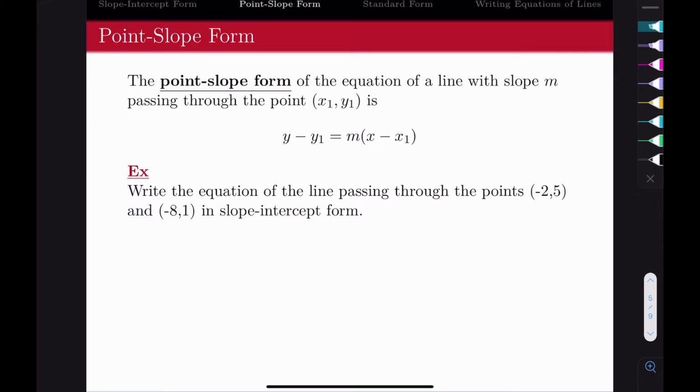into slope-intercept form. If you know the slope is equal to m and you're given that it passes through some point, which we'll call (x1, y1), then the point-slope form of the line is: we take y and subtract the y coordinate at the given point, and it equals the slope times x minus the x coordinate. So these here are some numbers. It is our given point.